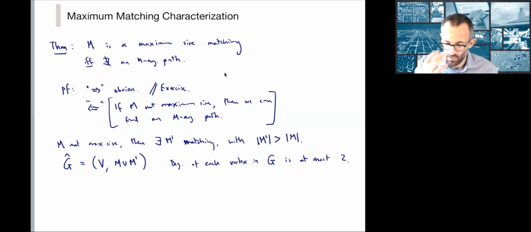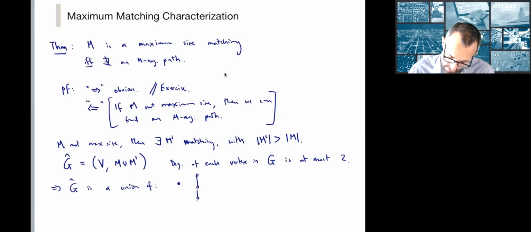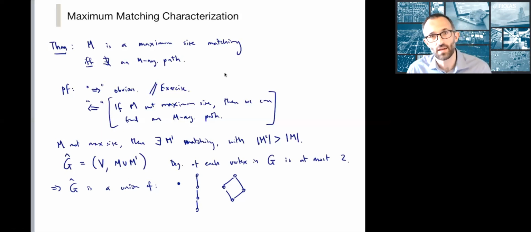Okay. So what does that mean? If everything in G hat has degree at most 2, then what does G hat look like? Well, that means that G hat is a union of isolated nodes, paths, and circuits.